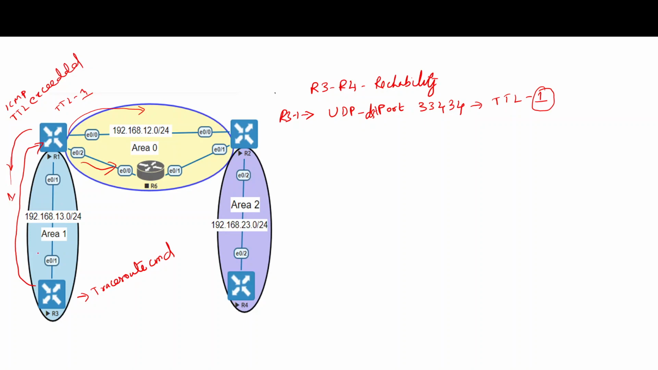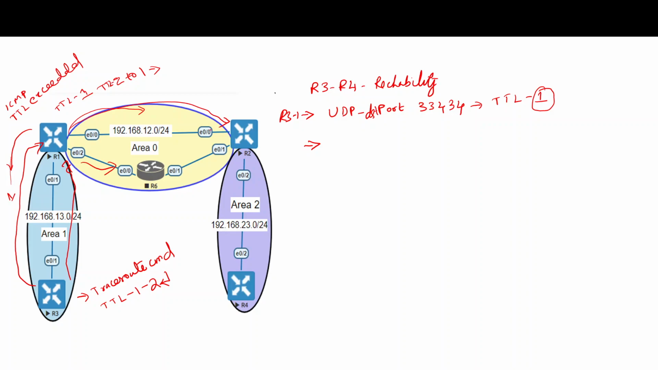Once R3 receives it, it understands that it has to increase the TTL value from 1 to 2. So it increases the TTL from 1 to 2 and retransmits the packet from R3 to R1. Now R1 will open the packet, check the routing table to see whether it has the reachability, and if it does, it will decrement the TTL from 2 to 1.